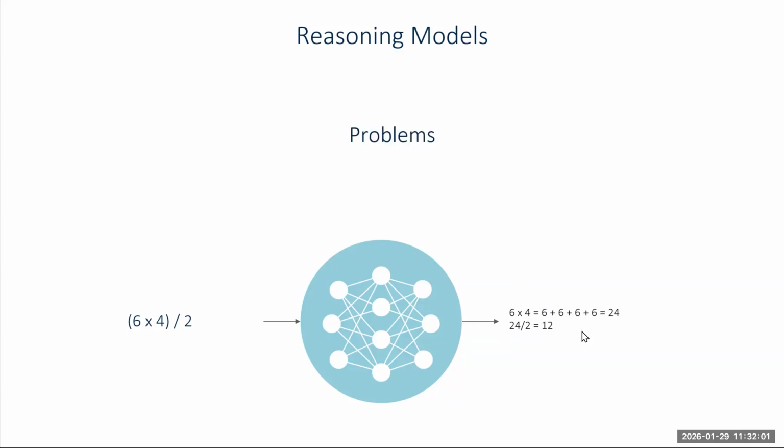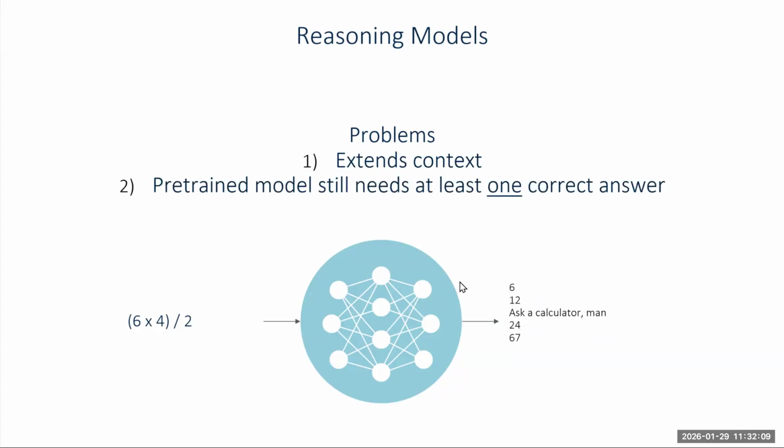The problems with these reasoning models is, one, it extends your context. You're using more of your memory to generate the final answer, right? Two, your pre-trained model still needs at least one correct answer. So if I want to reward a reasoning model, then one of these needs to be correct. So the way that ChatGPT and all these models are trained is like this. You have a base model, right? You have a pre-trained model, and then we reward it after the fact for reasoning effectively, for generating good code, for succeeding in math competitions and whatnot.